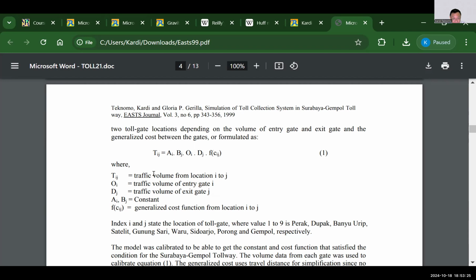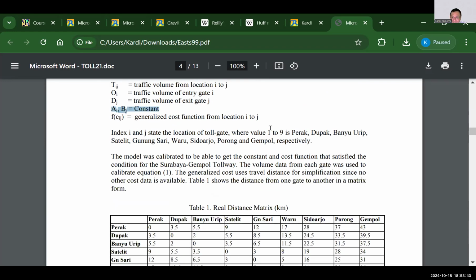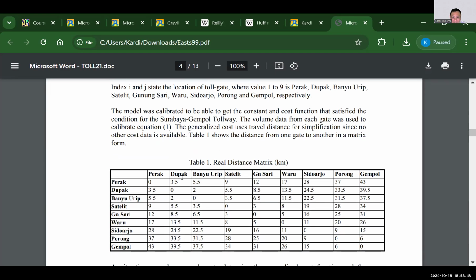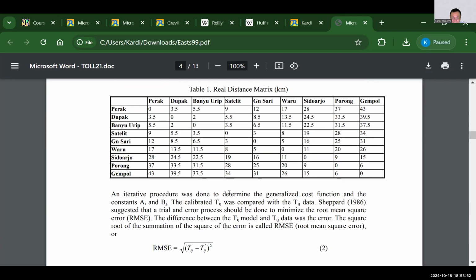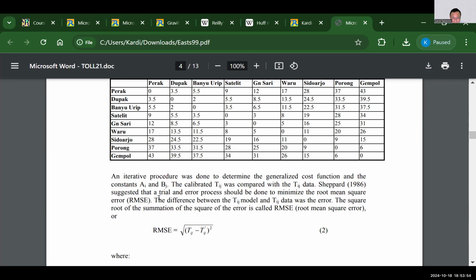The meaning now is this is the traffic volume from one gate to another gate. The O_i is actually the volume at the entry gate. D_j is the volume at the exit gate. So these are the ones that we computed as constants. At the time we had only 9 gates. And this is the real distance matrix in kilometers. And these are the names of the gates.